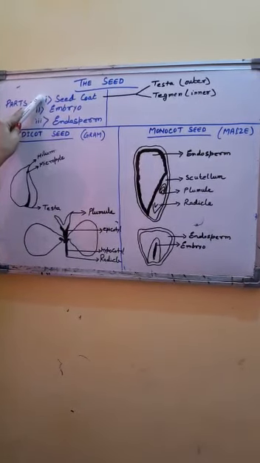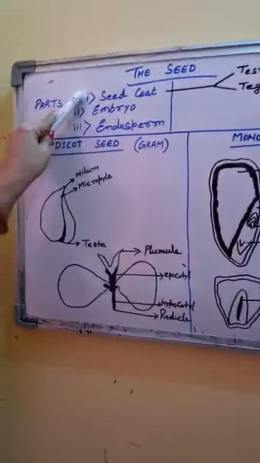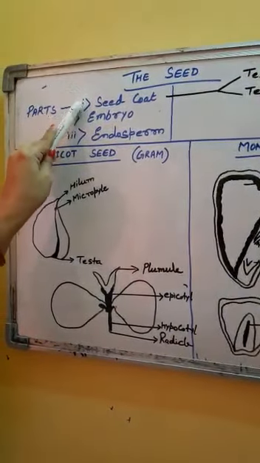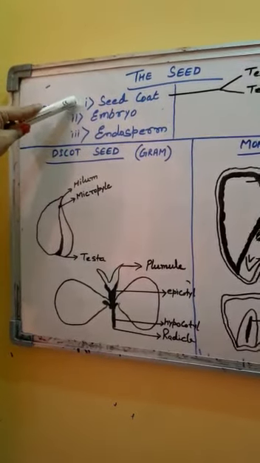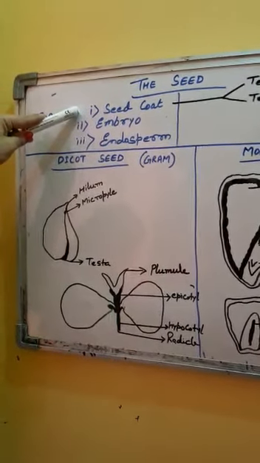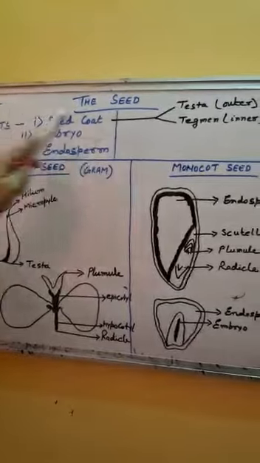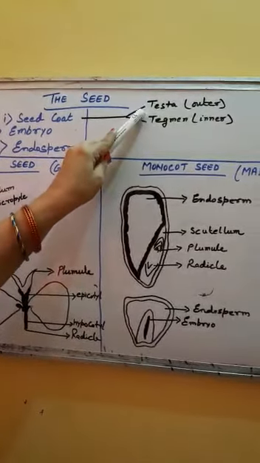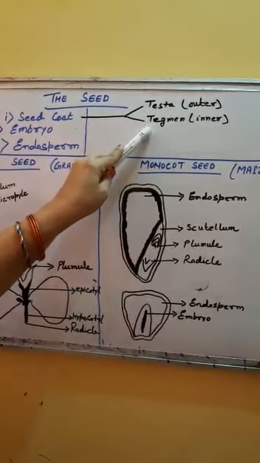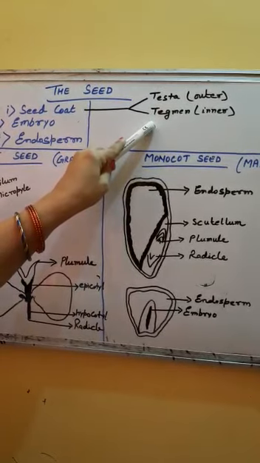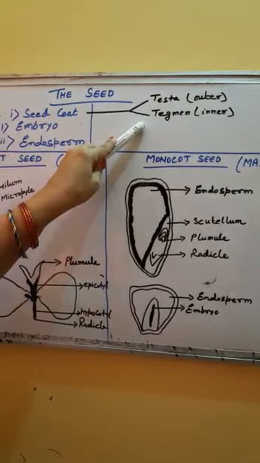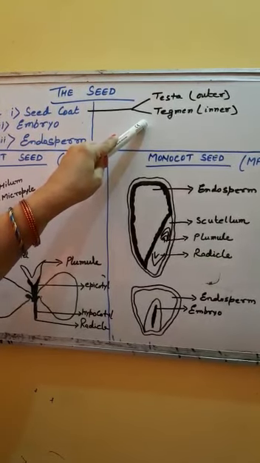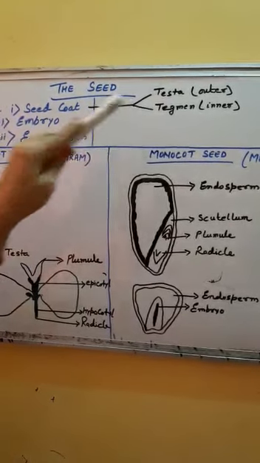The seed coat develops from integument and it is made up of two layers. Seed coat is the outer covering of the seed and it has two layers. The outer layer is called testa and the inner layer is called the tegmen. There is a small opening at one end of the seed that is called micropyle.